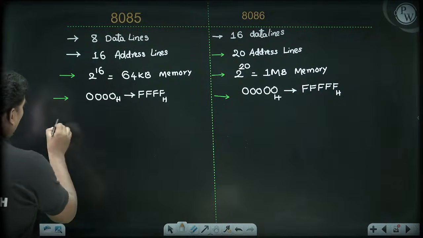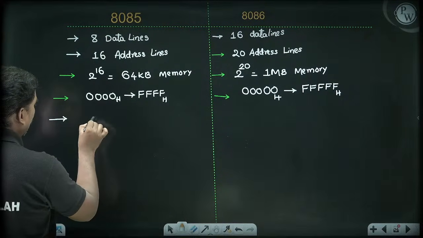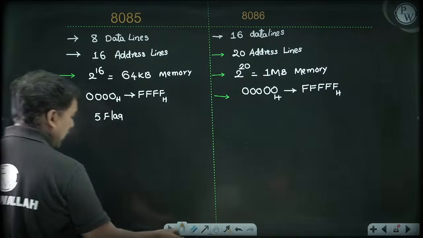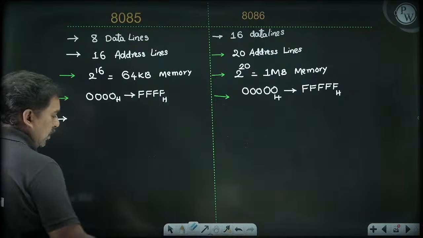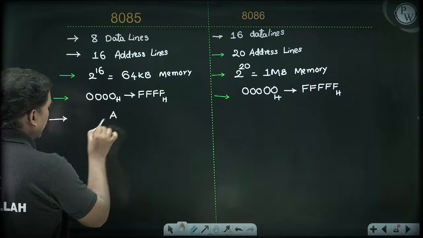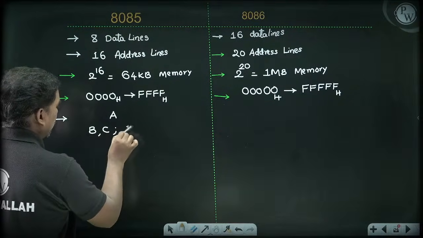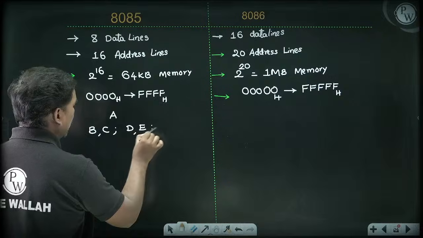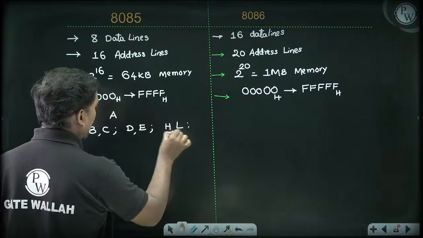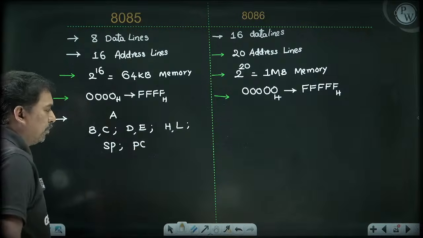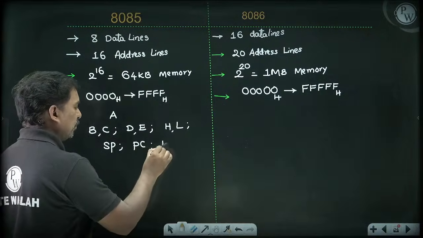Next, the flags here are just 5 flags we are having. So first let us go for the registers. The registers are A, B, C, D, E, H, L, and stack pointer, program counter and flag register.